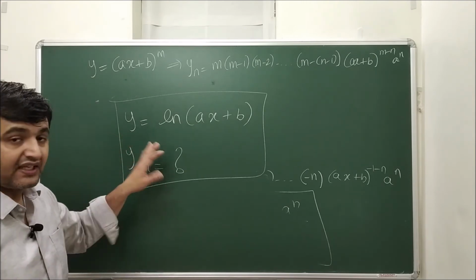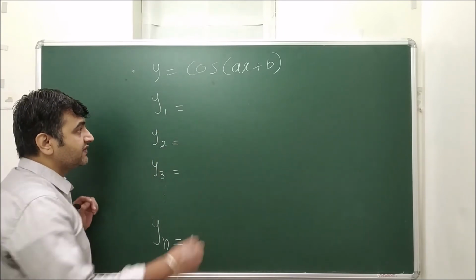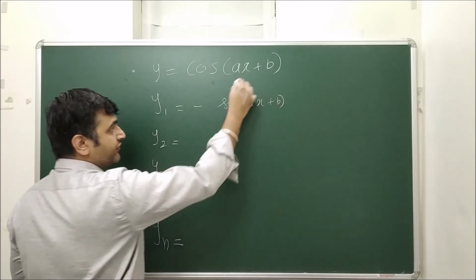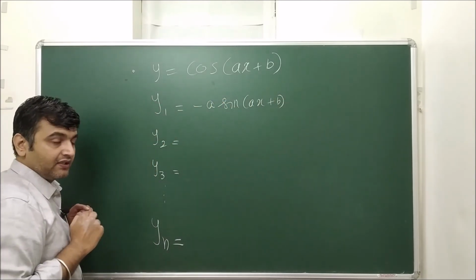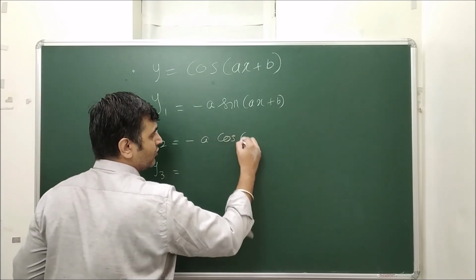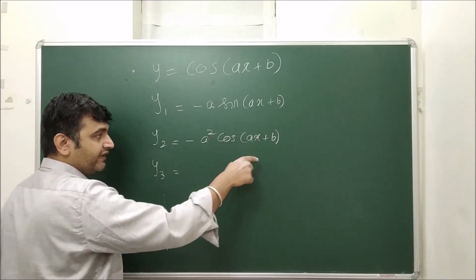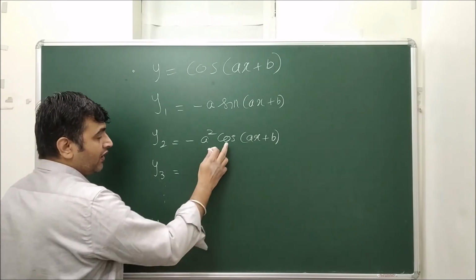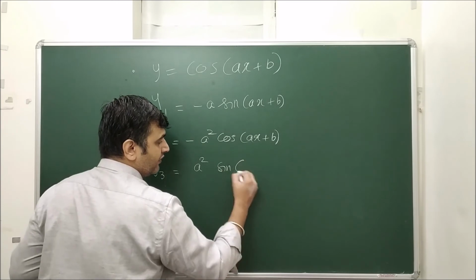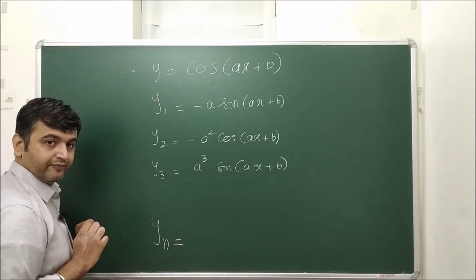Now let's go on to the last example. The function is y equals cos of ax plus b. So what will be the first derivative? Minus sine of ax plus b, and by chain rule, the derivative of ax plus b is a. Now what is this again? Minus a, and the derivative of sine is cos of ax plus b. By chain rule, again ax plus b has the derivative a, so a into a is a square. The derivative of cos is minus sine, so this will be a square sine of ax plus b. Again the derivative of ax plus b is a, so a cube.